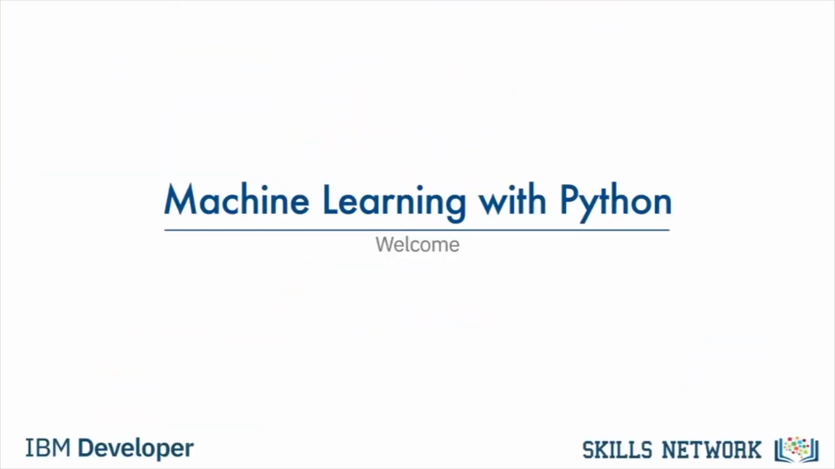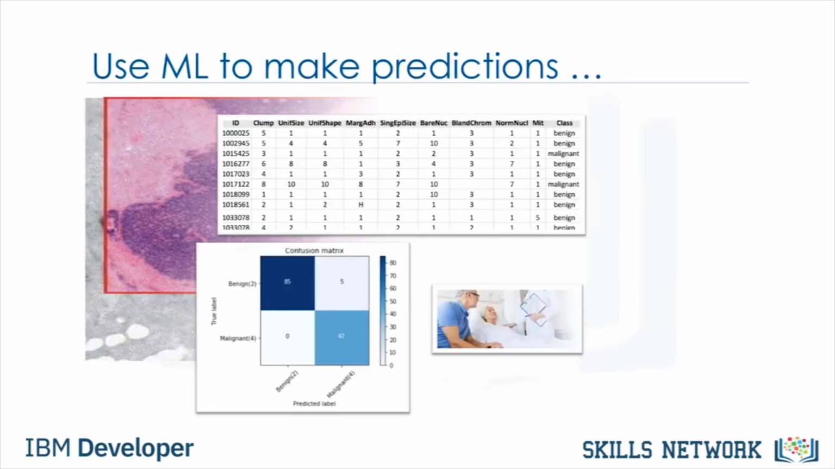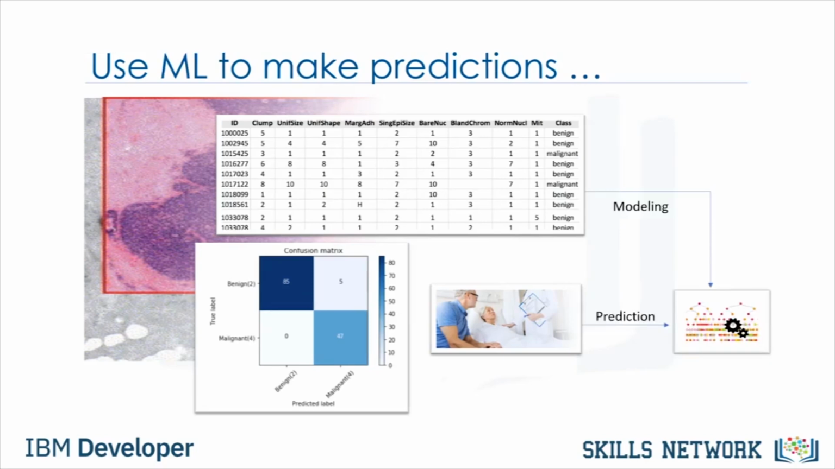Hello, and welcome to Machine Learning with Python. In this course, you'll learn how machine learning is used in many key fields and industries. For example, in the healthcare industry, data scientists use machine learning to predict whether a human cell that is believed to be at risk of developing cancer is either benign or malignant. As such, machine learning can play a key role in determining a person's health and welfare.